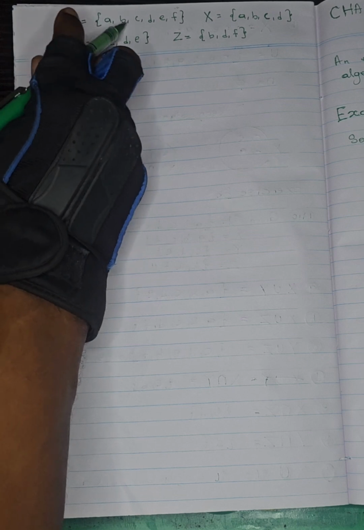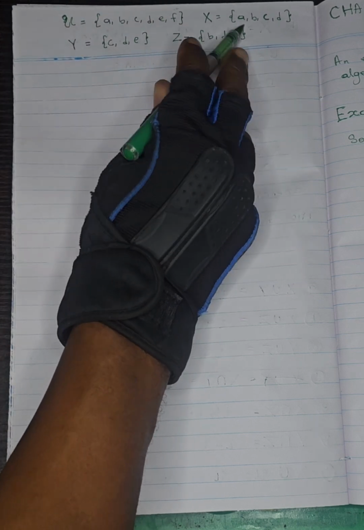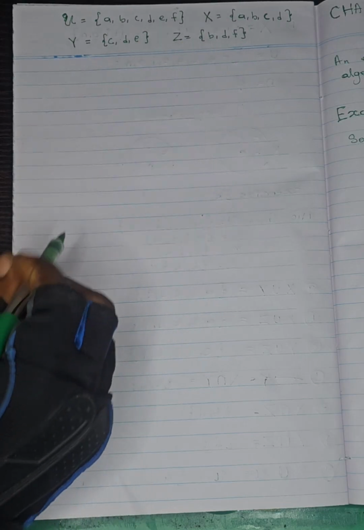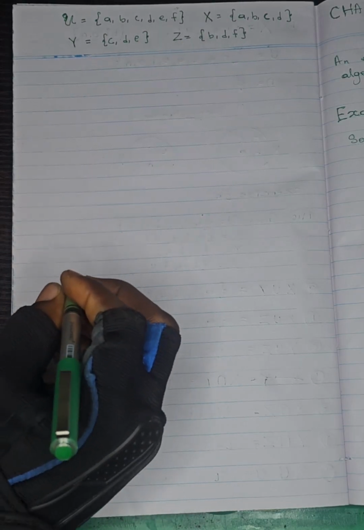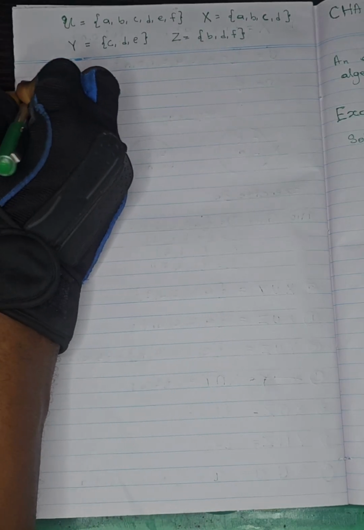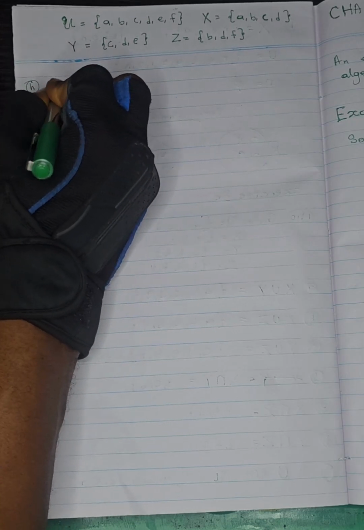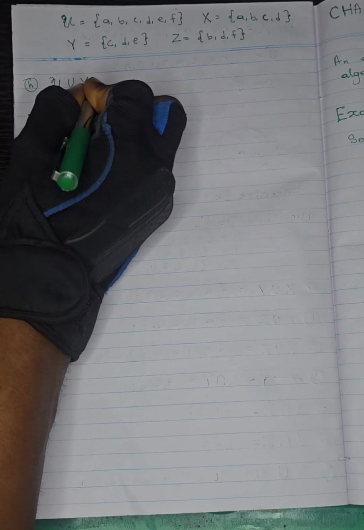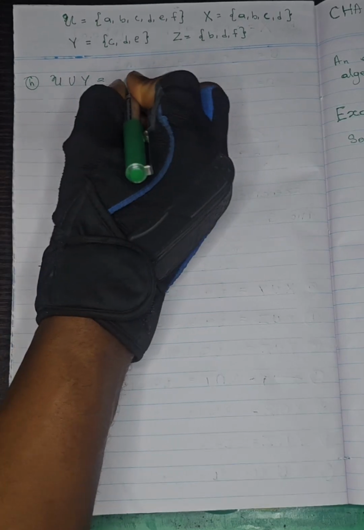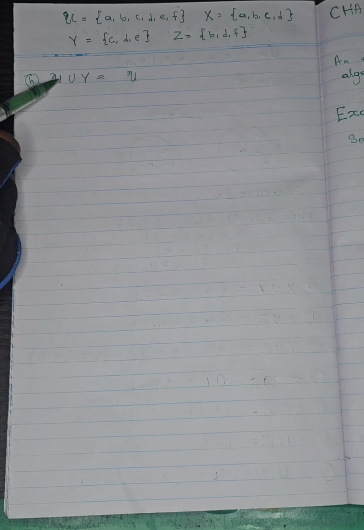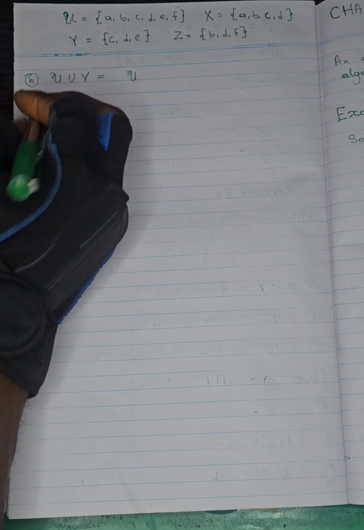These are our union set A, B, C, D, E, F, our X, A, B, C, D, our Y, C, D, E, and our Z, B, D, F. So we stopped at G. The next we are going to do is H. H is union set union Y. Remember what I said earlier, we don't need to solve for it, just know that the answer is the same as union set, because union set contains everything that Y has.